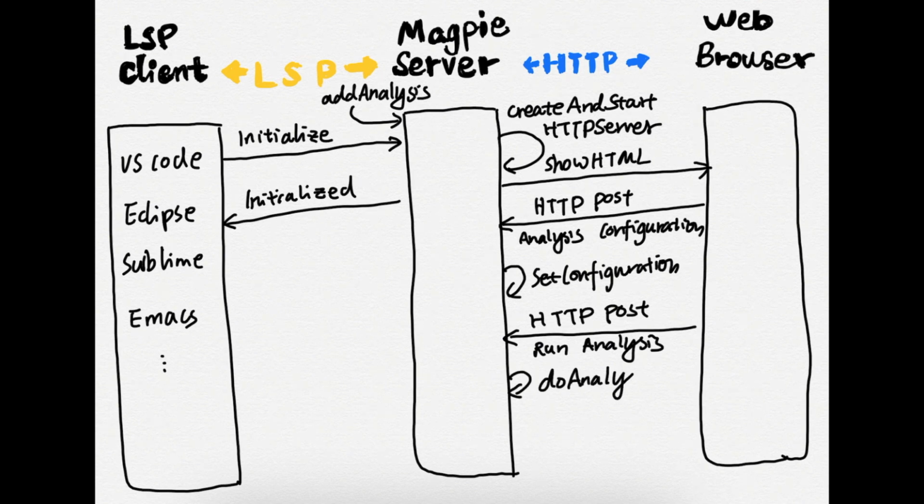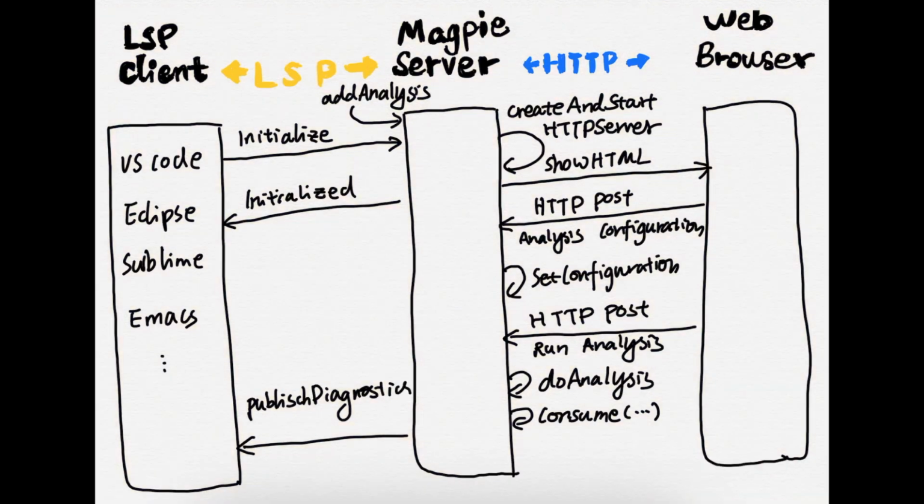When the analysis is finished, the Magpie server consumes the analysis results by converting them to the ASP diagnostics. Afterwards, the Magpie server will send these diagnostics in the Publish Diagnostics notification. These diagnostics will then be displayed in the client to the user.